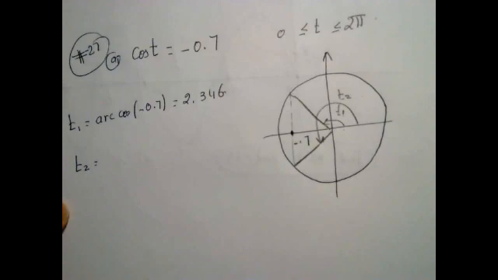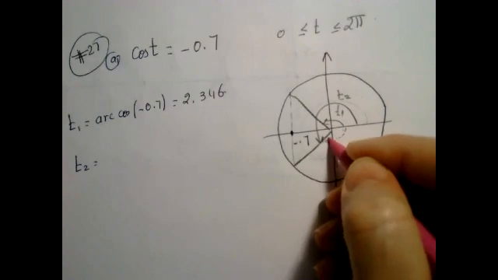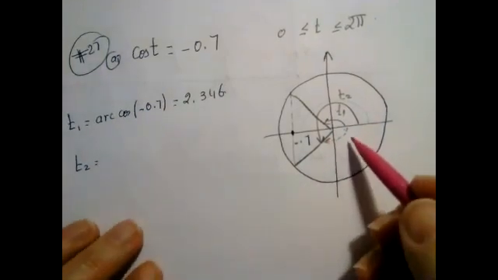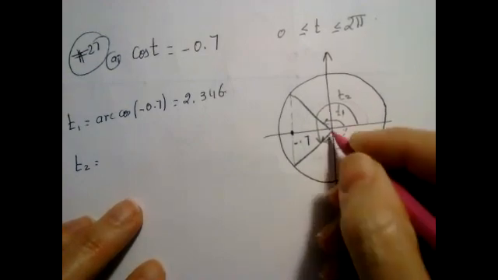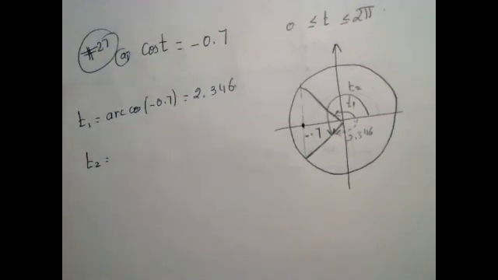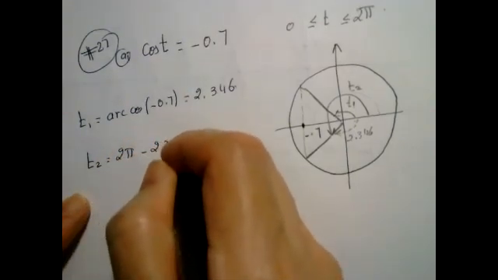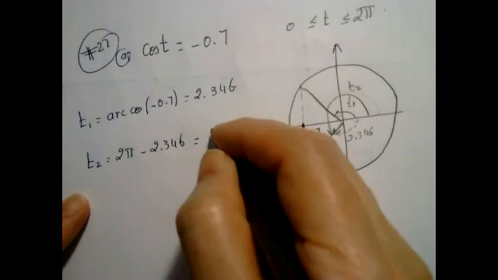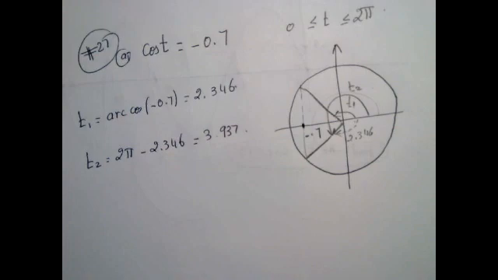For the T2, I got 3.937. And the way I got that was I took 2 pi minus 2.346. Exactly. So he took 2 pi, but he took away that piece. So from here to here, that's 2.346 by total symmetry. I mean, that's the heart of it. We're using symmetry. We have no choice. So the second value is going to be 2 pi minus 2.346, and he's absolutely correct, which is 3.937.